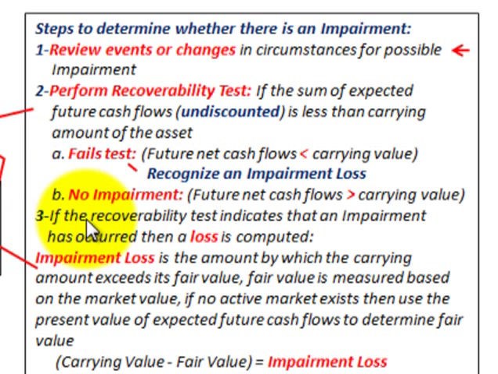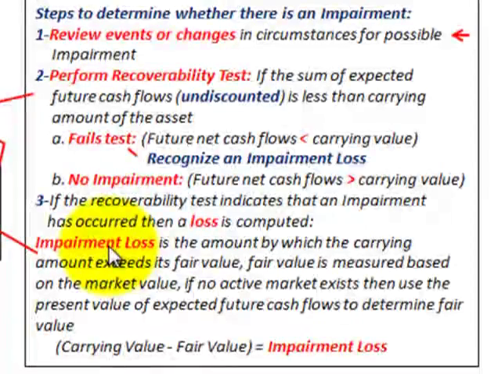And number 3, if the recoverability test indicates that an impairment has occurred, then a loss is computed, and this is how we had that done. Our impairment loss is the amount by which the carrying amount exceeds its fair value. The fair value is measured based on the market value, and if no active market exists, then use the present value of the expected future cash flows to determine the fair value. So this is where we take our carrying value, compare it to our fair value, or subtract our fair value from it, and the difference would be the impairment loss.